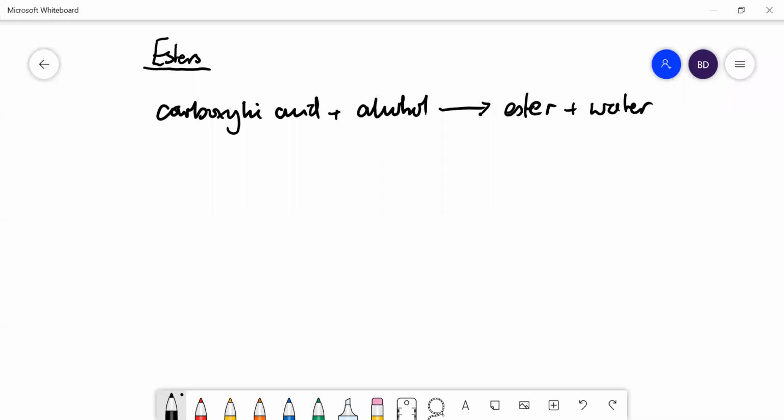We're going to look at another class of compound called esters. Esters are made by reacting a carboxylic acid with an alcohol, and you get an ester, and you also eliminate a molecule of water. So let's have a look at one.